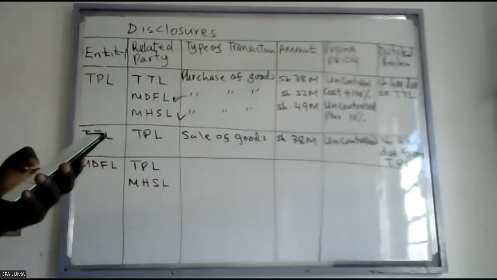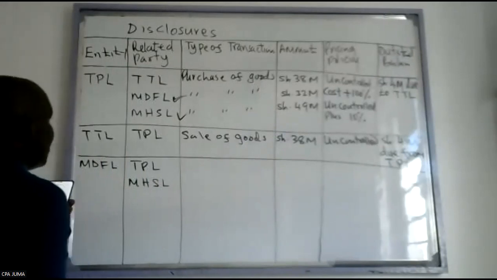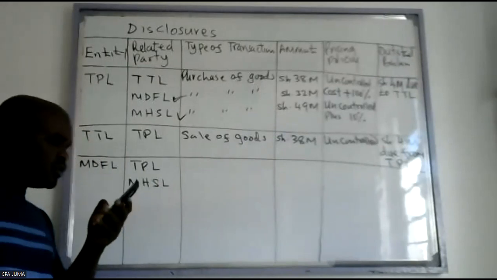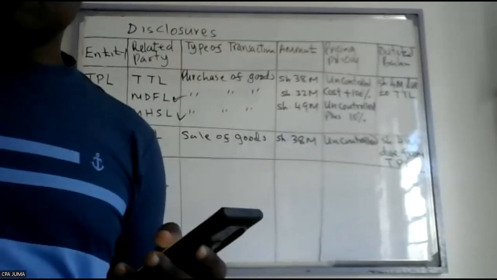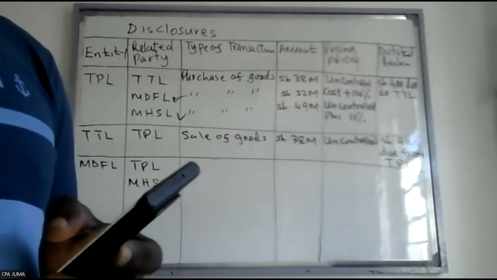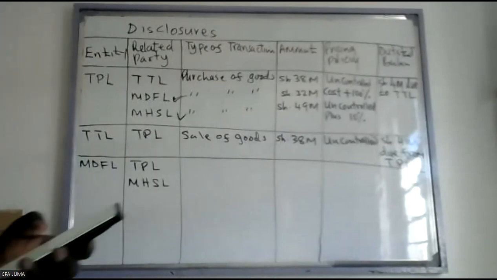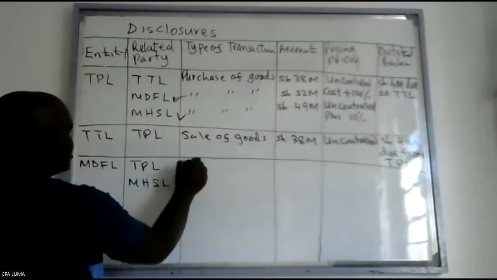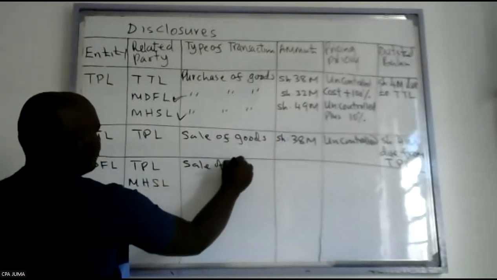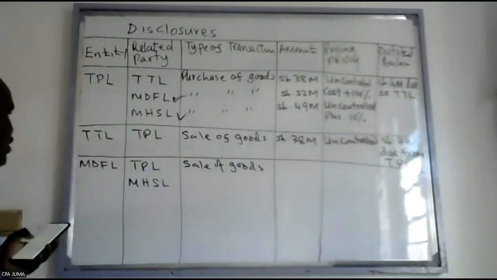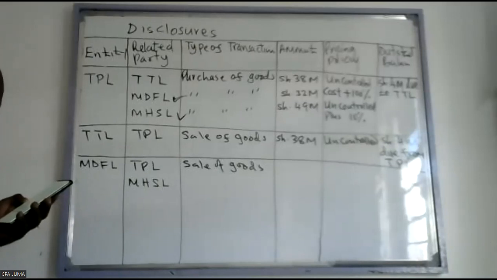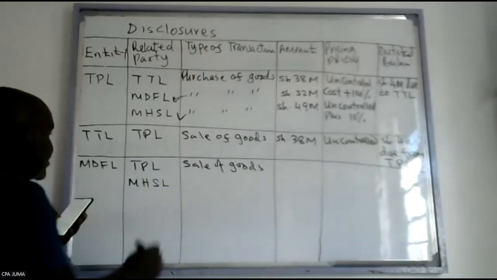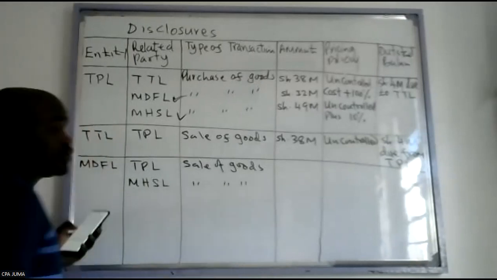So check TPL. TPL is the second from top. What happened? The purchase or sale of goods? What do we bring here? Sale or purchases? The type of transaction, yes, it is a sale. So sale of goods. With MHSL, these things are confusing. MHSL also it is sale, the same. It's also sale of goods.